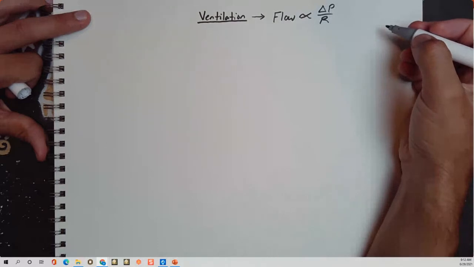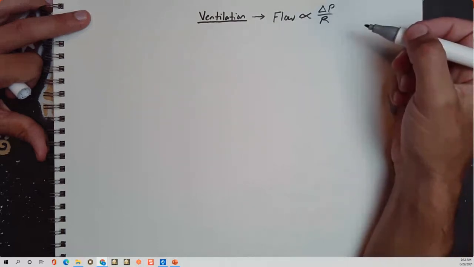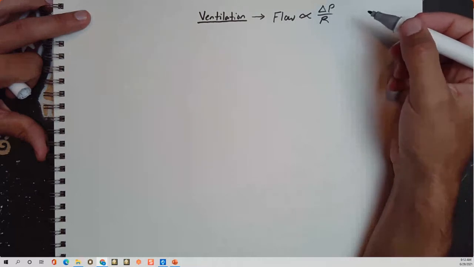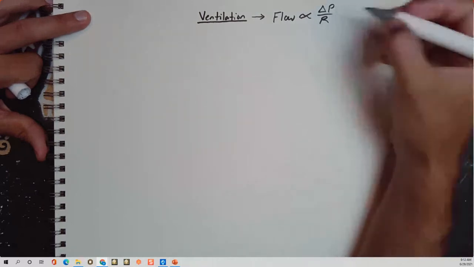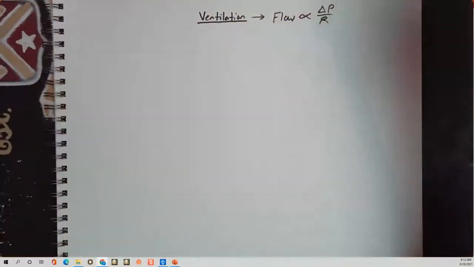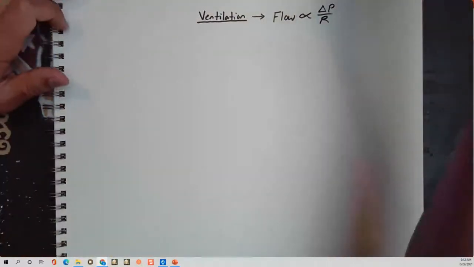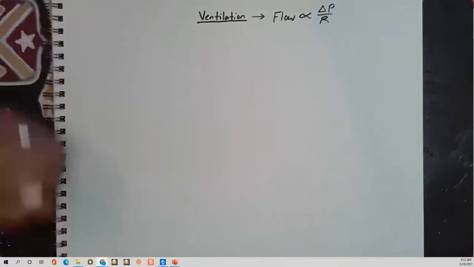Everybody take a deep breath in. What's the first thing that had to happen in order for airflow to occur? What was the first thing we discussed yesterday? What's going to start this pressure gradient change? Yeah, great job. Great memory.